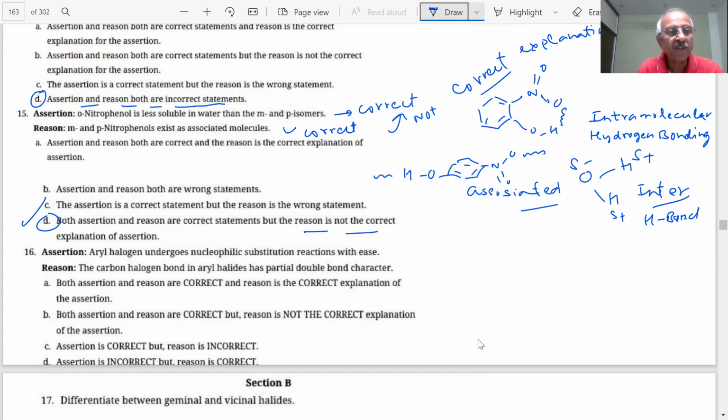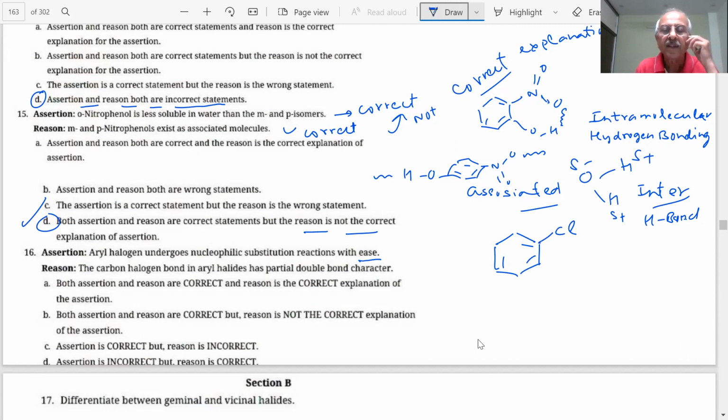Question number 16 is coming on the screen. Aryl halides undergo nucleophilic reactions with ease. What are aryl halogen compounds, students? If I put Cl here, this is aryl chlorobenzene. This is my aryl halogen. If I want to do nucleophilic substitution, it is not easy. This bond is very strong, student. This is a wrong statement.